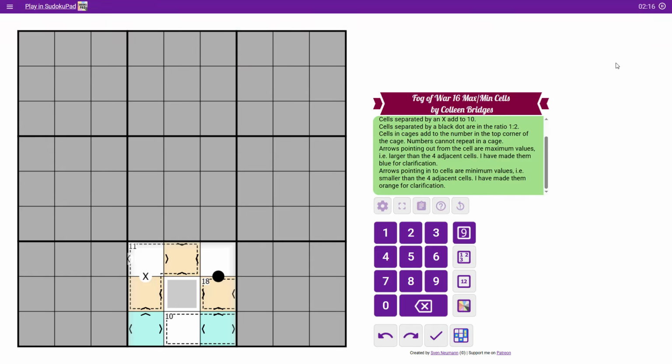So welcome back. This is number 16 in my Fog of War series. This one is called Maximum Minimum Cells. So I'll just go through the rules with you first off.